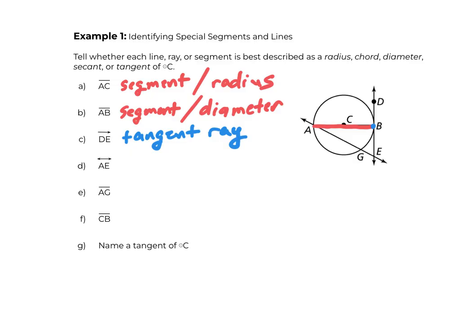Okay, AE has two arrows. So that means that it's a line. And if I look at that line, a line continues on forever. How many times does that line touch the circle? Twice. So we would call that a secant line. Oh, I put it on the wrong one. That's my fault.